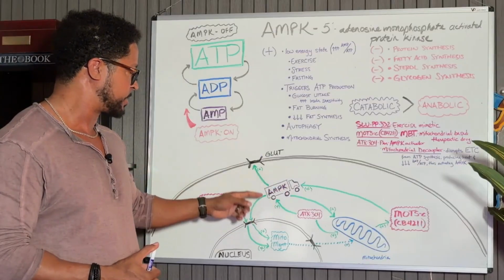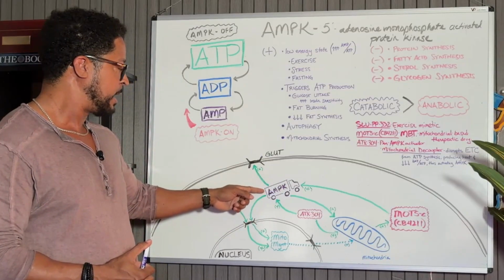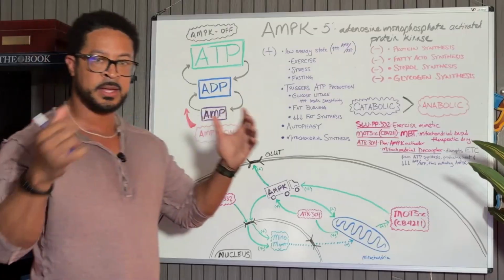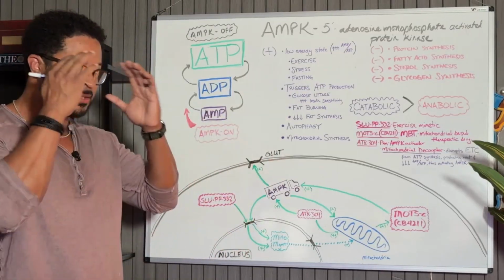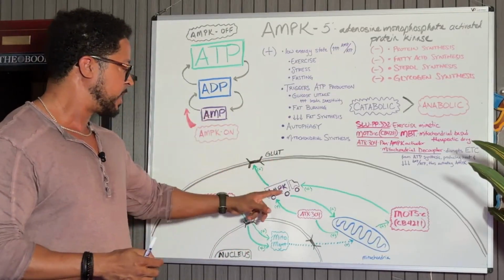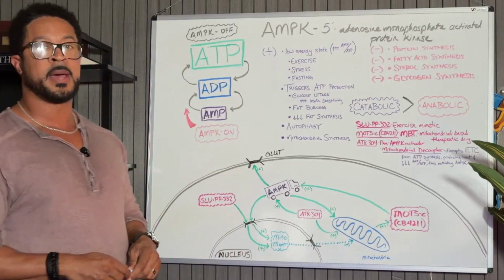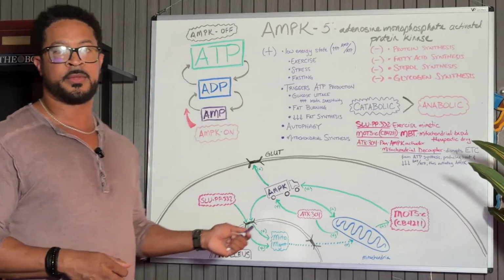But first we have to understand how the truck works, how the natural AMPK system communicates with everything. We've got to get a good understanding, a good picture of that first, and then we'll know how the 3 medications do their job. So the first one we're going to talk about is called SLU PP332.